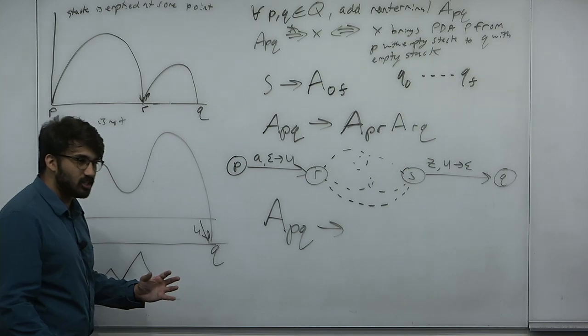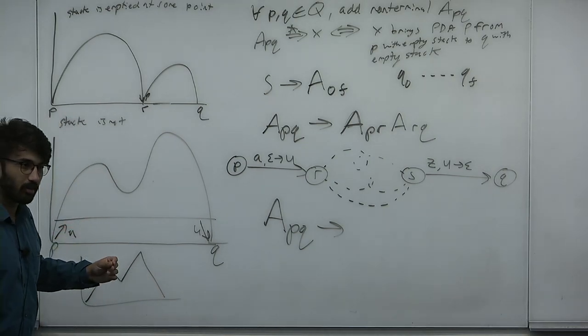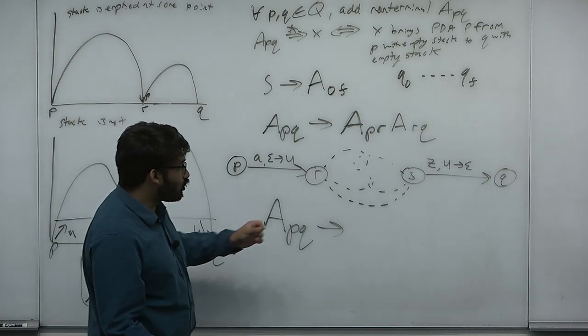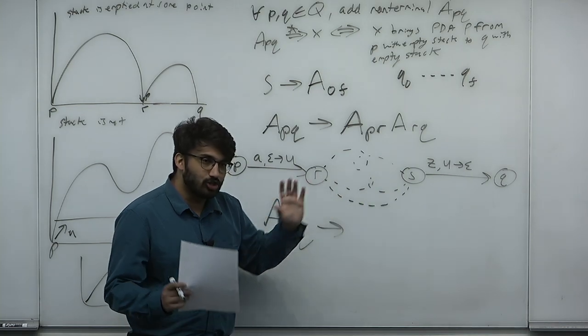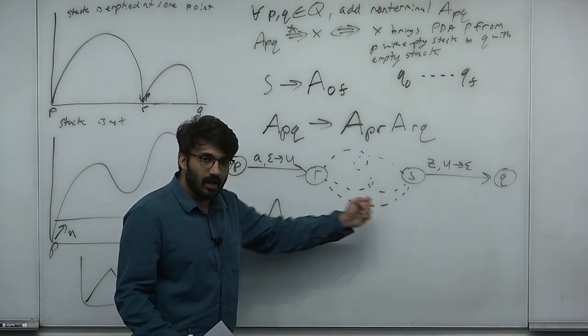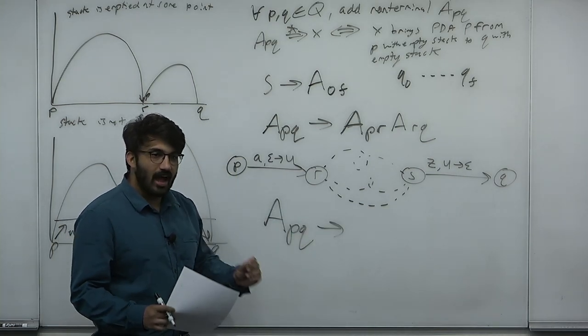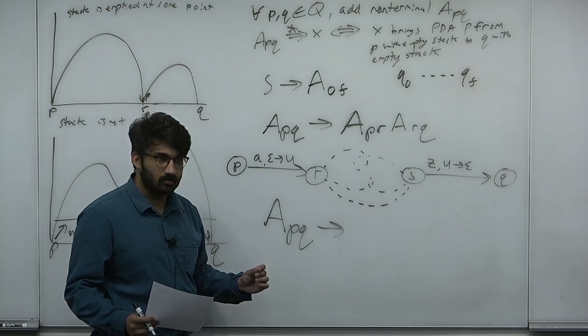That U was just sitting in the stack ignored. It was never popped off. Otherwise, it would have been empty at some point, right? The U was never popped out. So you know that U was never popped out. Now, whatever string will take you from R to S with just U in the stack ignored, that string will also take you from R to S with an empty stack to an empty stack.